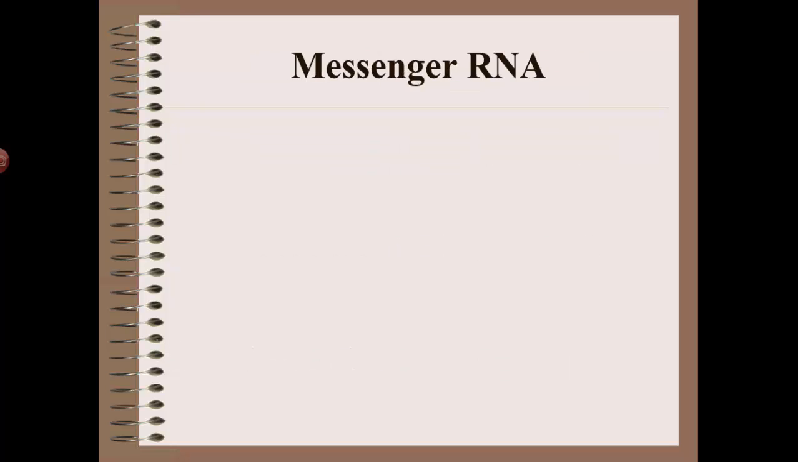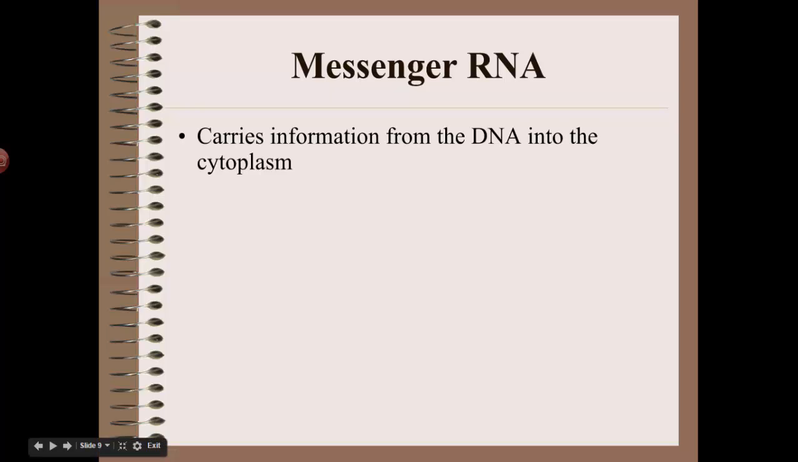So let's start with messenger RNA, also called a transcript. This is the one that carries the information from the DNA into the cytoplasm of the cell. So messenger RNA is the one that goes from the nucleus out into the cytoplasm. DNA doesn't do that. DNA doesn't get out of the nucleus, but messenger RNA is how we get the information out.